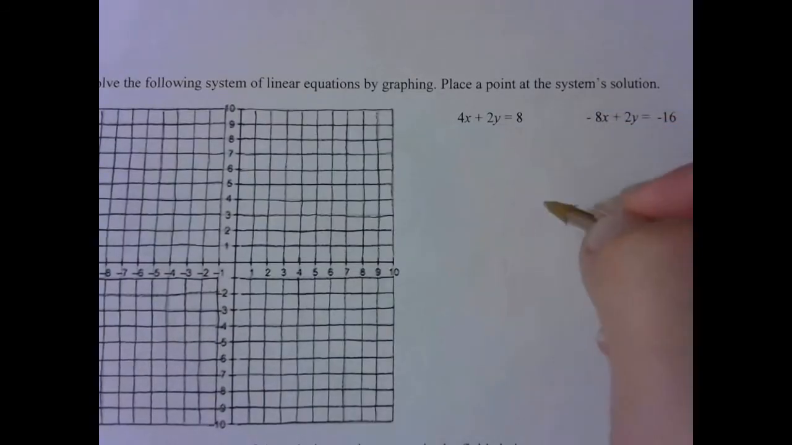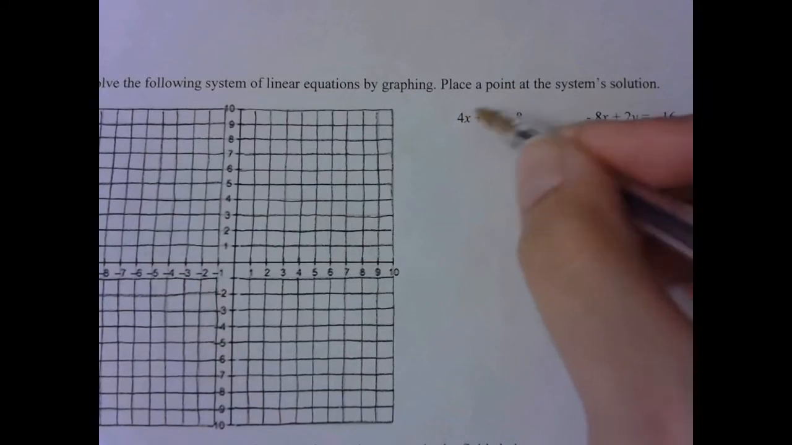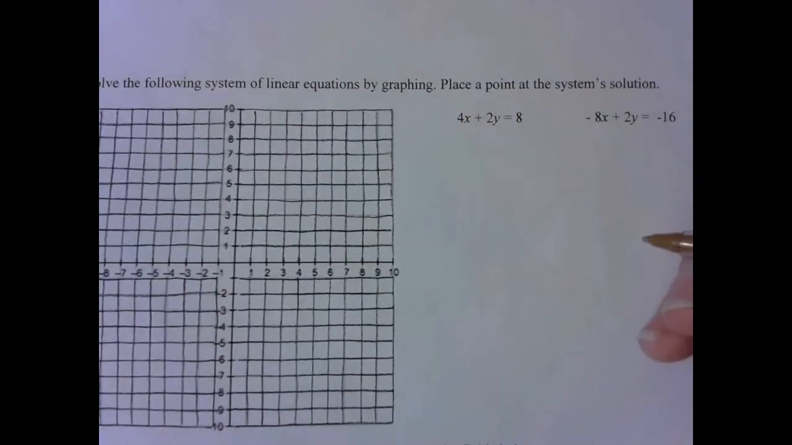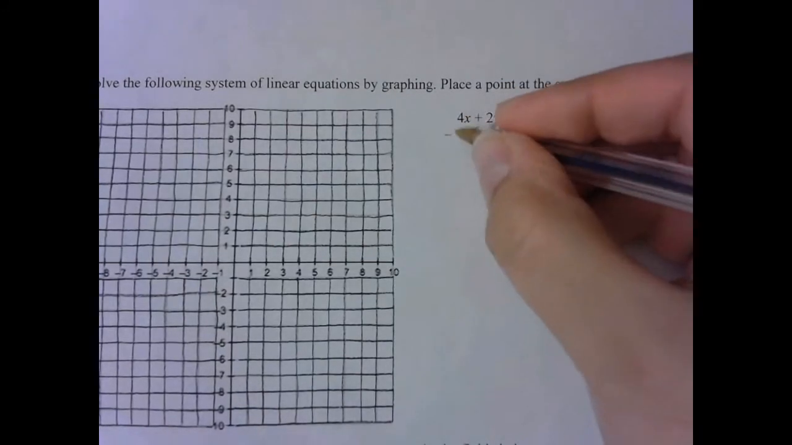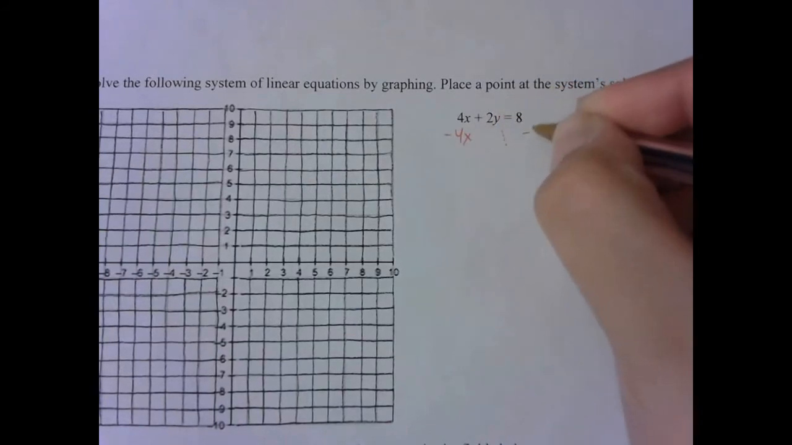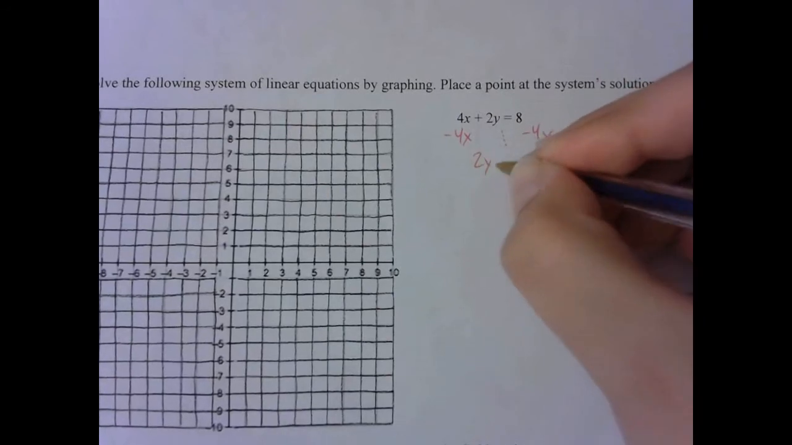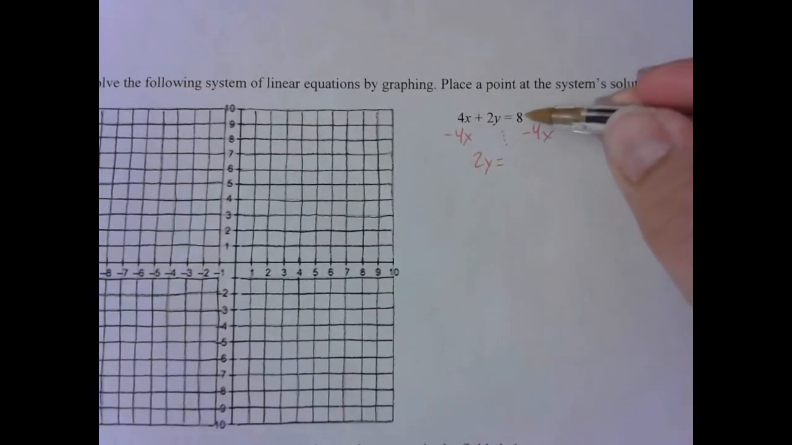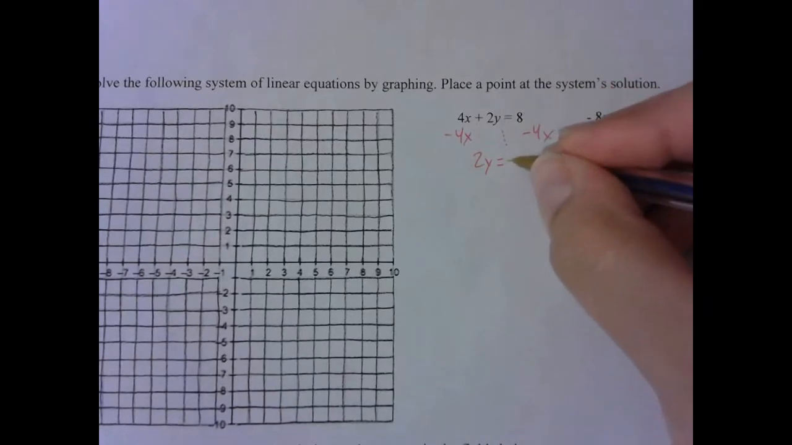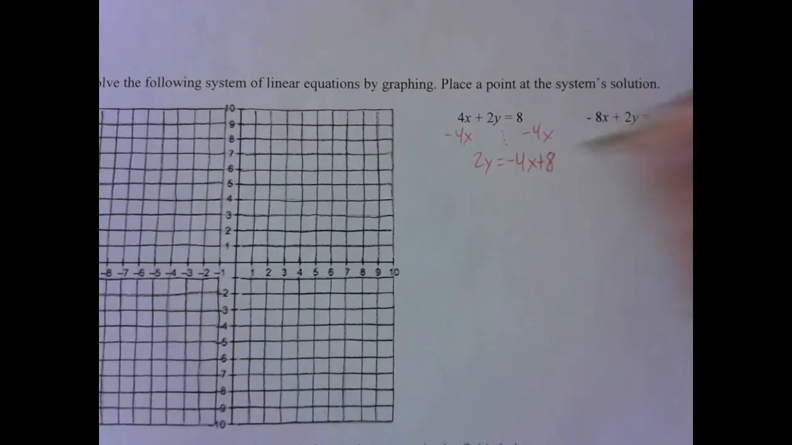So that means we need to get y by itself. Well, right now we got this 4x hanging out on the same side as 2y. We don't like that, so let's subtract 4x from both sides. So on the left, 4x minus 4x, got nothing. We just get 2y on the left. Be careful, do not combine 8 and negative 4x. Notice the 8 does not have an x. They are not like terms. Do not combine them. So we just end up with negative 4x plus 8.